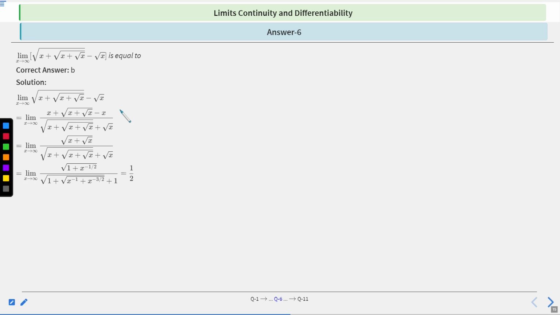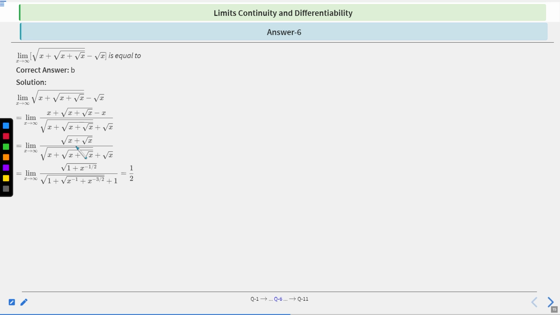Okay, let's move to the solution part. We have to find limit x tending to infinity root over (x plus root over (x plus root over x)) minus root over x, right? See, we have to rationalize this. So after rationalizing, we will get the limit by multiplying and dividing with root over (x plus root over (x plus root over x)) plus root over x. So we get x plus root over (x plus root over x) minus x, and x will cancel out, upon, in the denominator, root over (x plus root over (x plus root over x)) plus root over x.